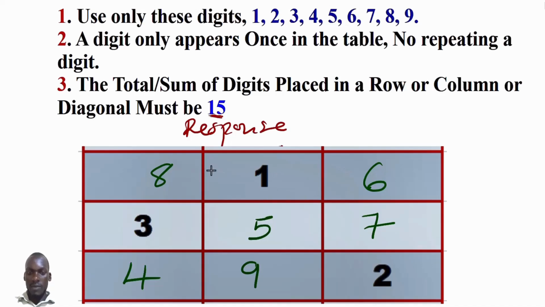Let us sum up the digits in the first row. So we have 8 plus 1, that is 9. 9 plus 6, we are getting our answer to be 15. Then 3 plus 5, that is 8. Then 8 plus 7, we are having still 15. Then 4 plus 9, that is 13. Plus 2, we are getting the sum to be still 15.